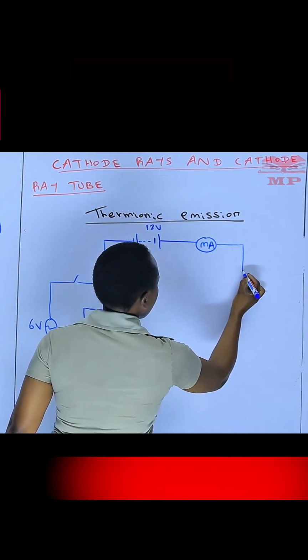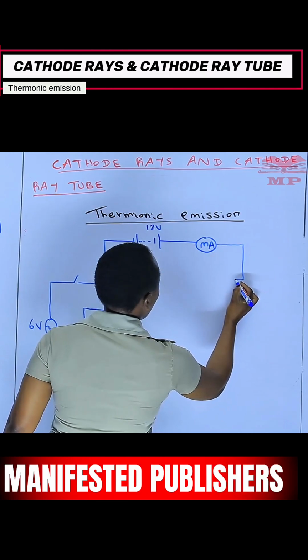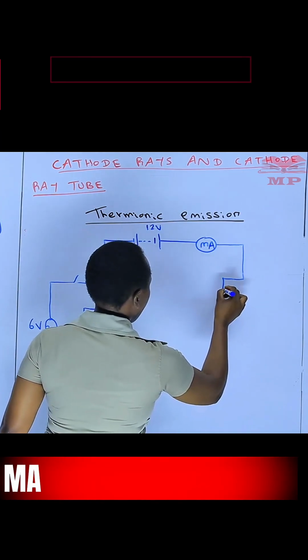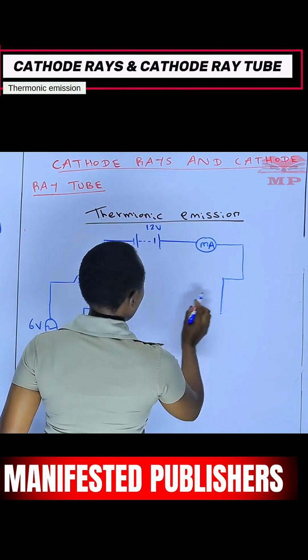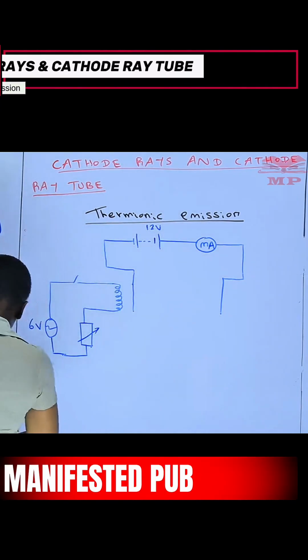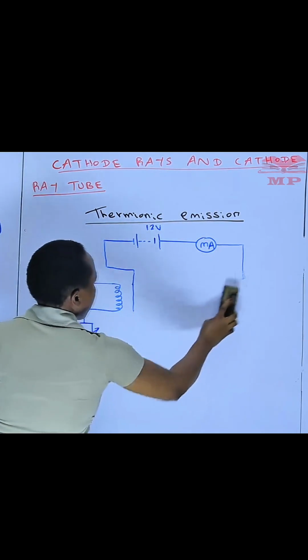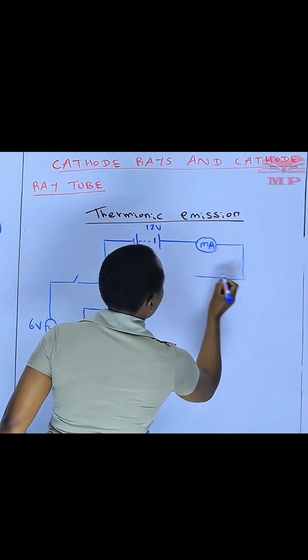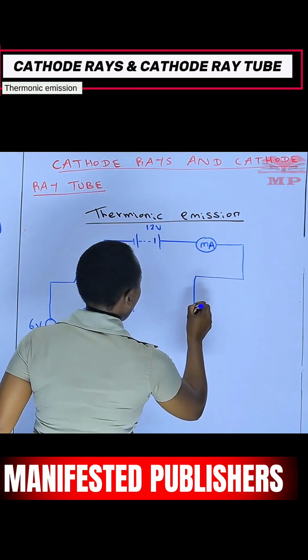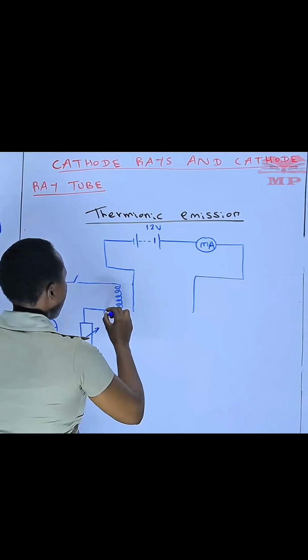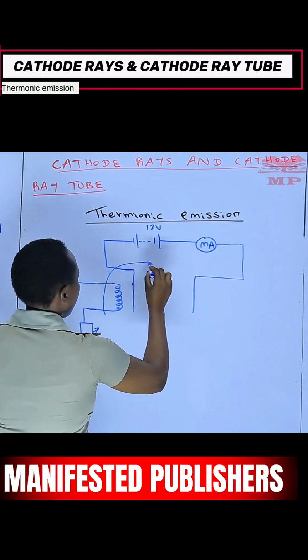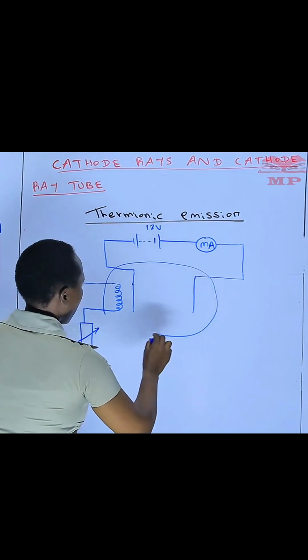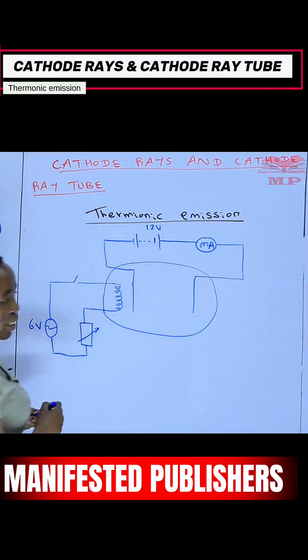Then on the other side, we have what we refer to as the anode. So here we have the anode that is on the positive terminal. So we have our anode here. And then this one is enclosed in what we call an evacuated glass bulb.